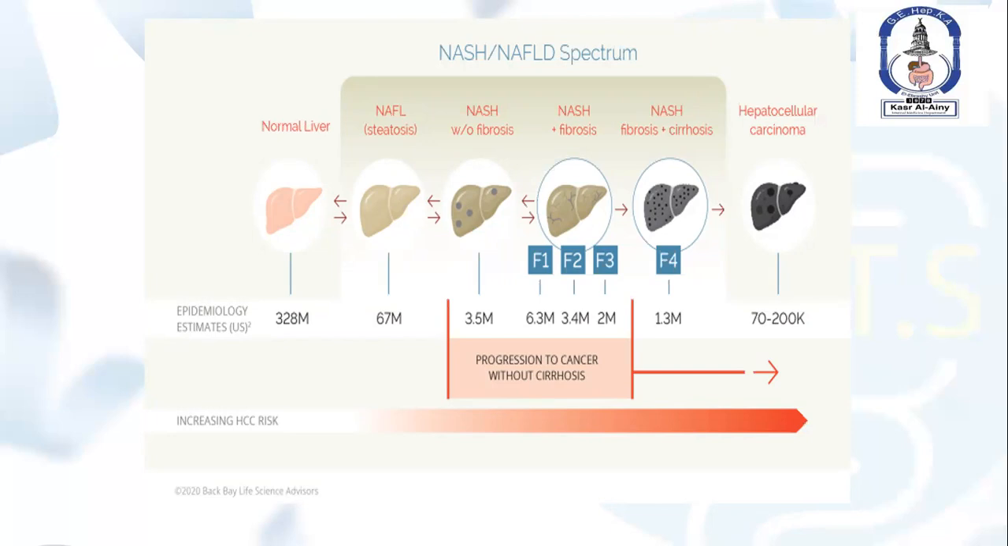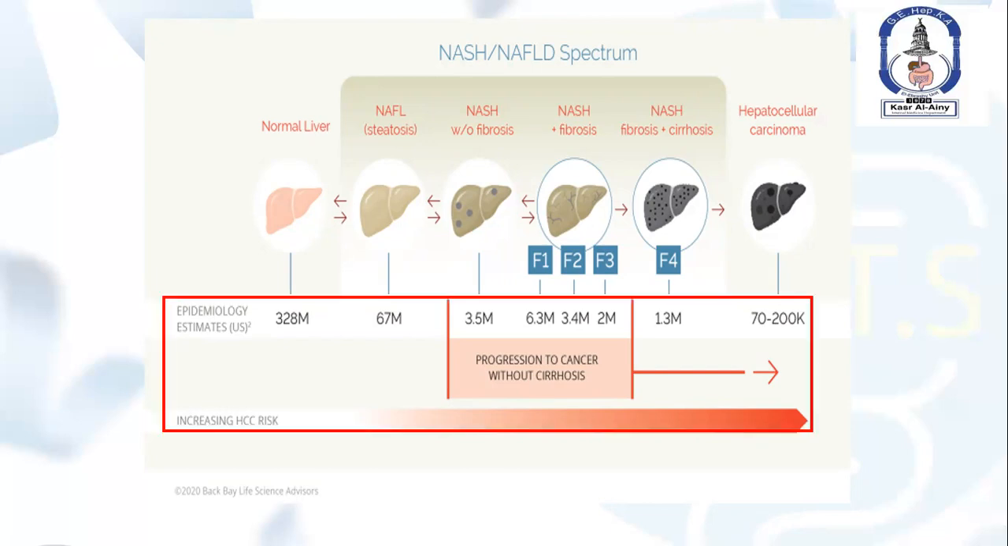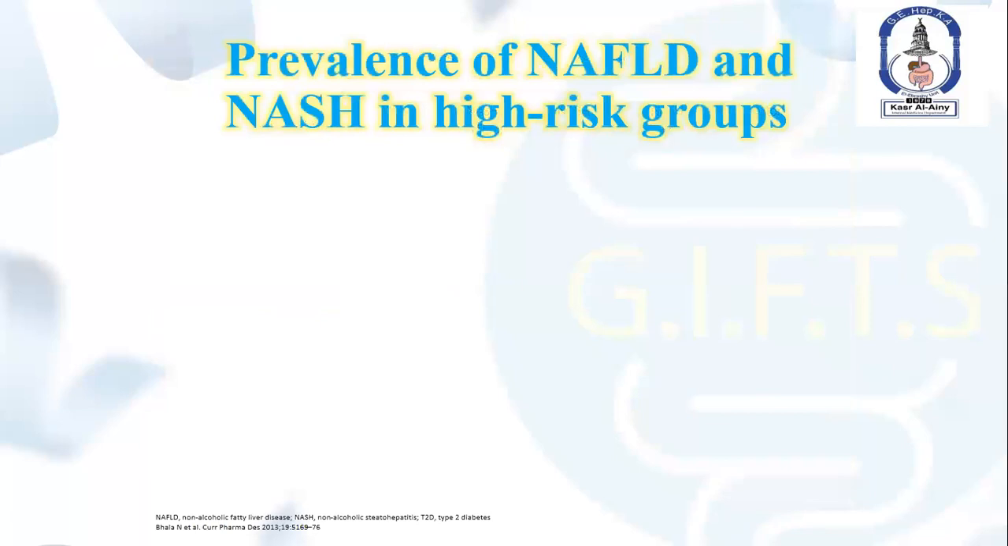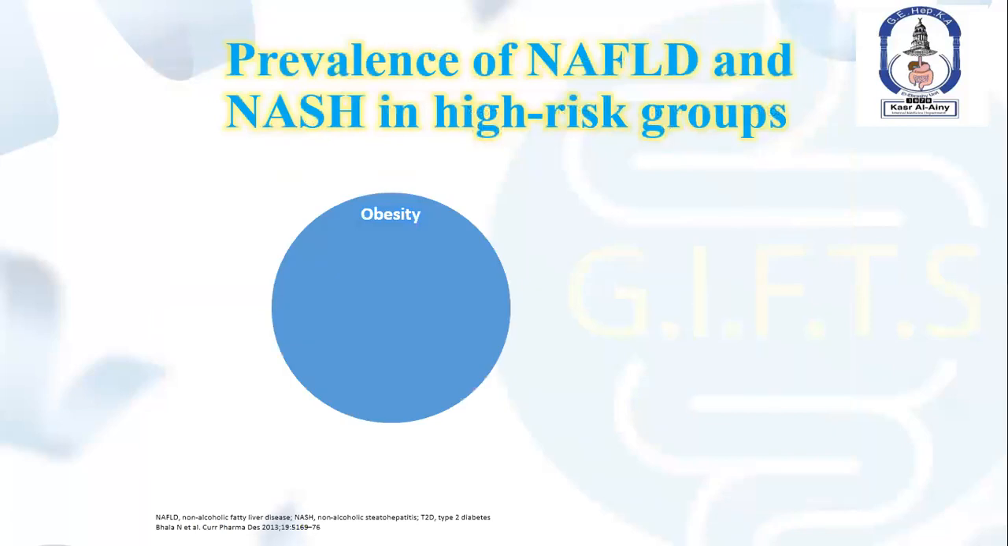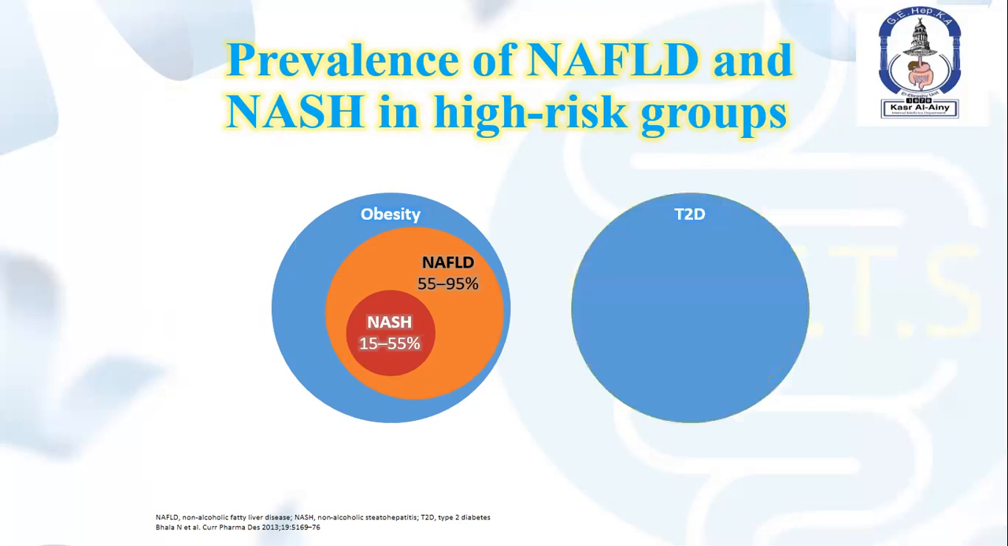Again, this is the spectrum and the estimate of number that the majority of patients, they are in the area where there is starting fibrosis and development of fibrosis until the hepatic. What about the prevalence among the high-risk groups? And we have two high-risk groups, which are the obese and diabetics. In obese, up to 95%, they are having non-alcoholic fatty liver disease. Among them, almost 1/2 they are going to have NASH.